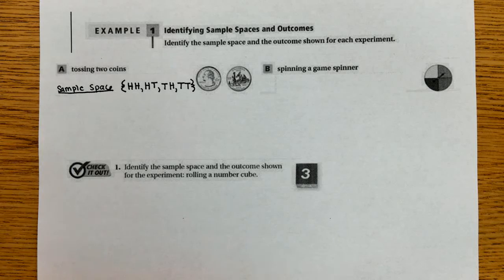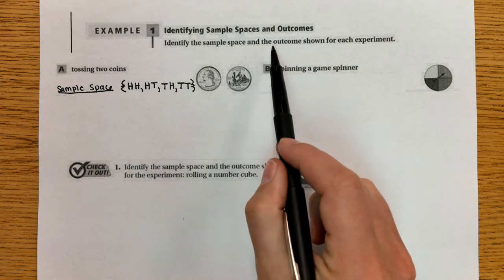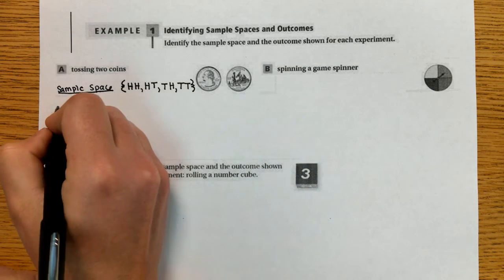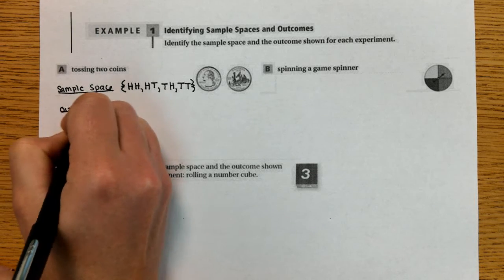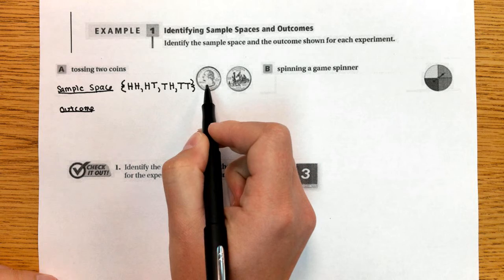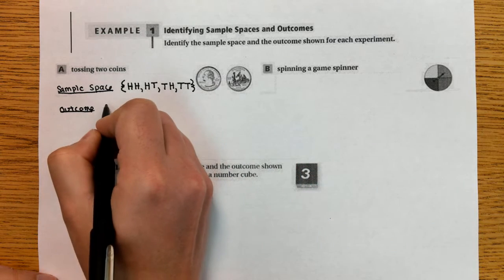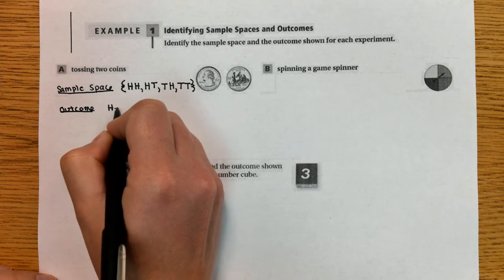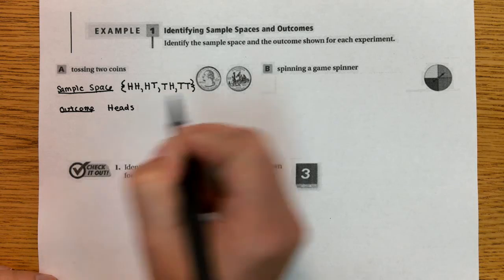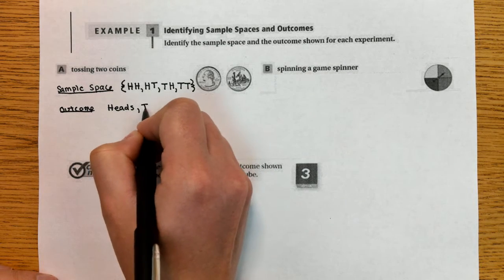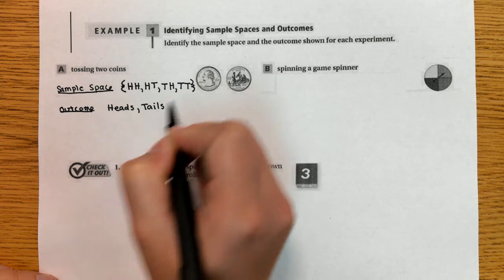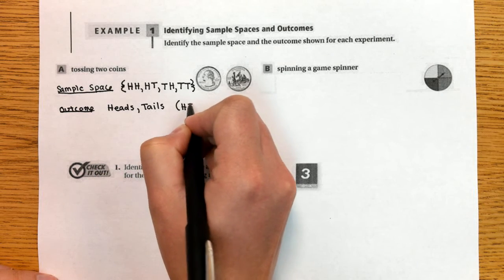And then here, we need to state the outcome shown for the experiment. So here, our first coin has a heads, so heads. And then the second coin is tails, so heads, tails. Or if you want, you can abbreviate that as HT.